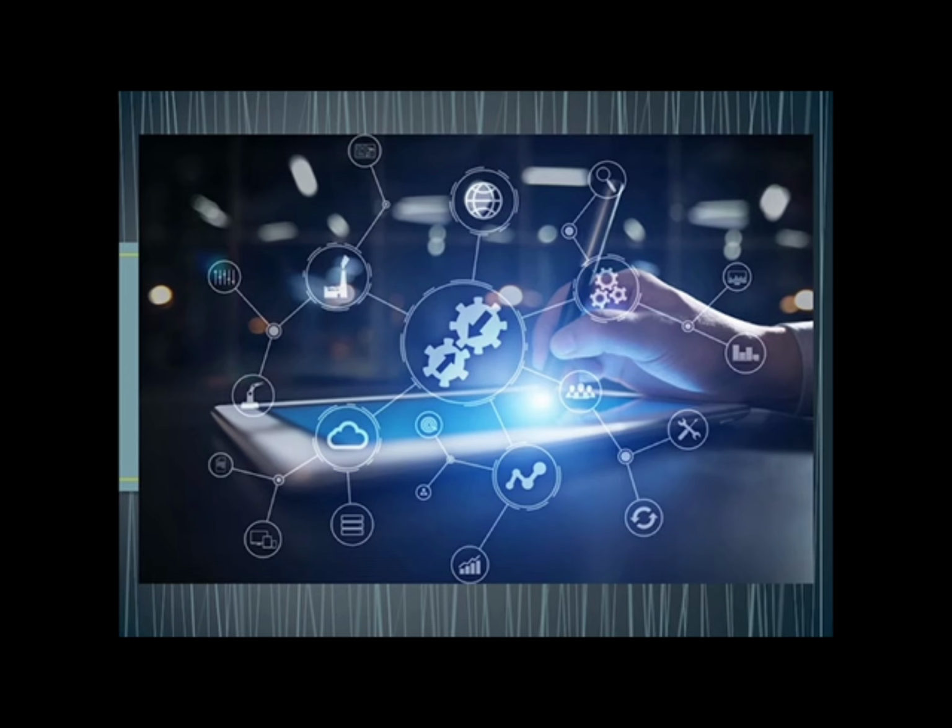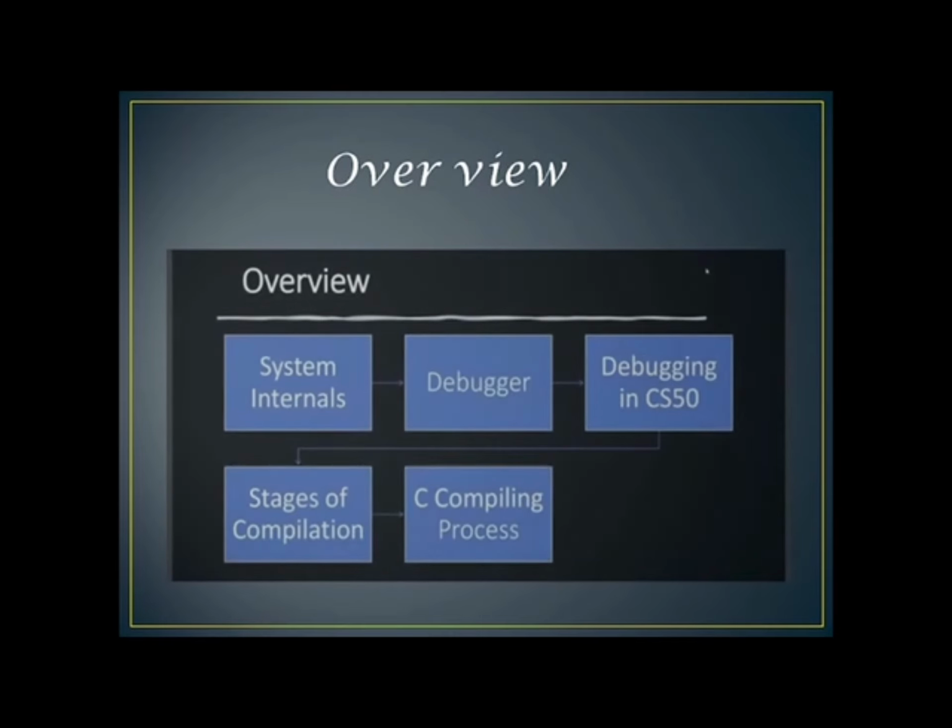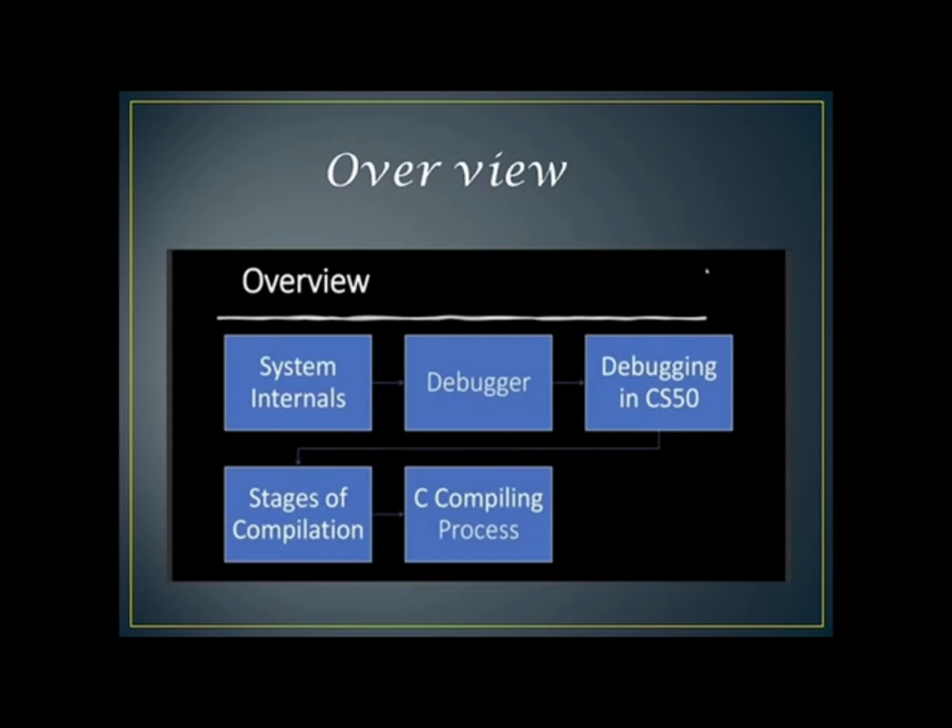We will be covering some essential concepts in computer science and programming that every aspiring coder should know. So whether you're starting out or looking to brush up on your skills, this video is for you. We will be discussing the key concepts of CS50, focusing on system internals, debugger tools, the debugging process, and the stages of compilation in the C compiling process.